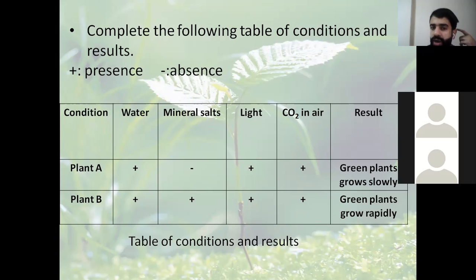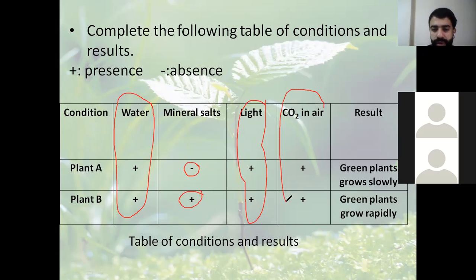So we have two plants. Water is present in both of these plants, that's why we put plus. Mineral salts are present in plant B, but absent in plant A. Light is found in both of these plants, and CO2 is found in both of these plants. Results: the green plant that lacks the water lacks mineral salts here.